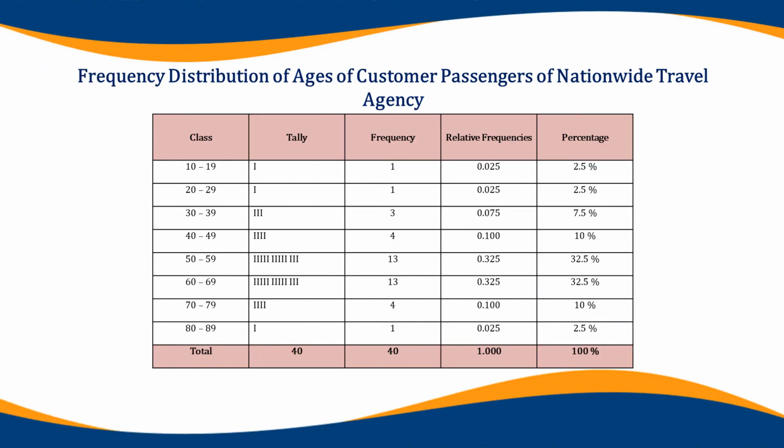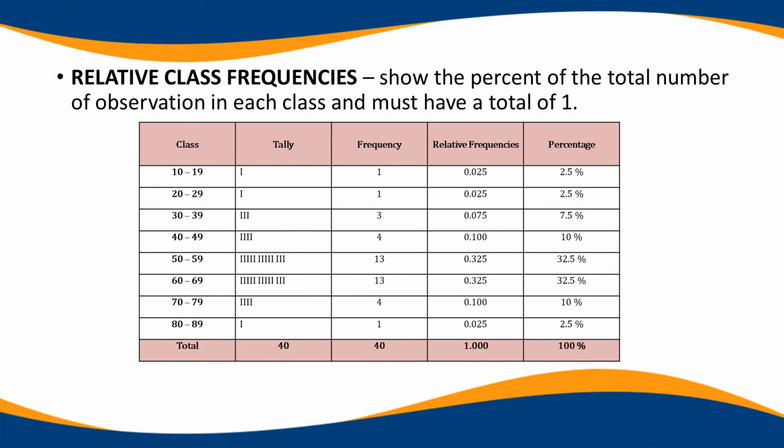Okay? So in our given example, the relative class frequencies show the percent of the total number of observations in each class and must have a total of 1 or 100% in percentage. For example, for 50 to 59, what percent of the passengers are aged 50 to 59? You can immediately see 32.5. The 60 to 69 is also 32.5. Whereas those aged 80 to 89 are only one, and the very young are also only one. So you can immediately see the percentage for each category.